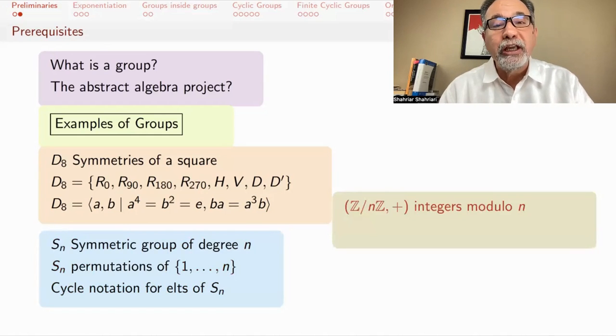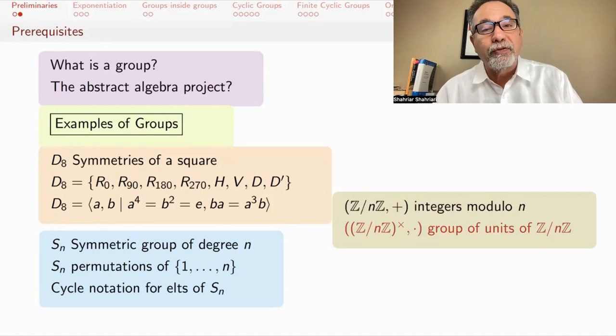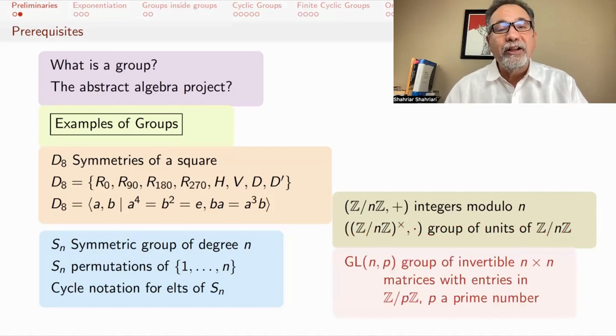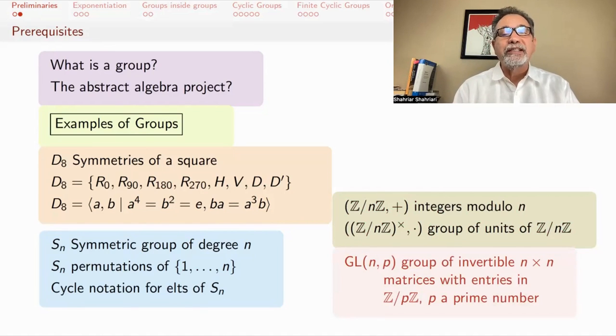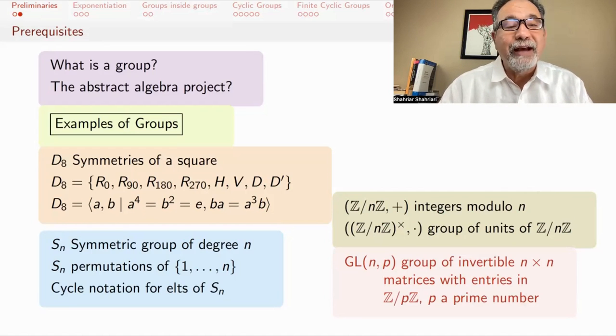We will also be talking about 2 abelian groups. Z mod nZ, integers mod n with addition, and the group of units of that with multiplication. I have 1 video for each one of those groups. Finally, GL(n,p) is the group of invertible n by n matrices with entries in Z mod pZ, where p is a prime number, and that's an important example to know as well. Again, for each of these examples, I have videos that go into much more detail. This should not be your first encounter with them.